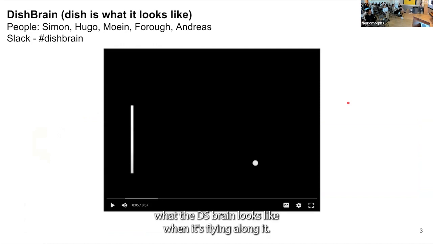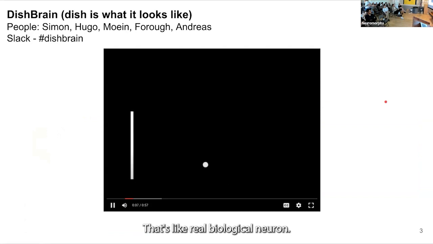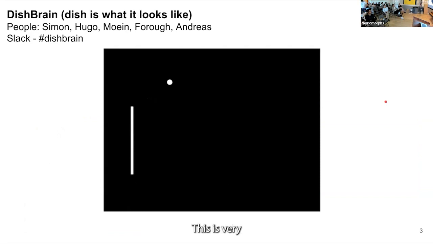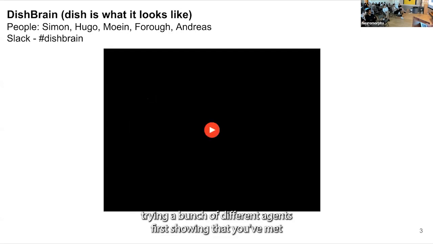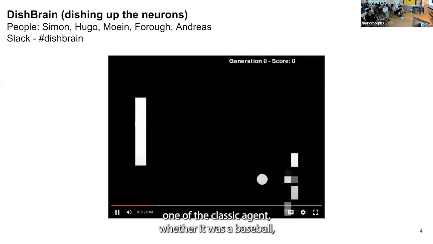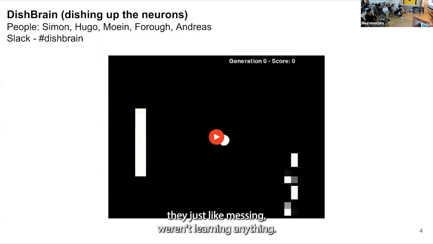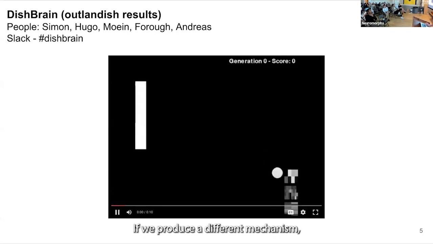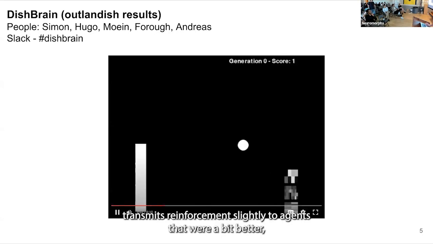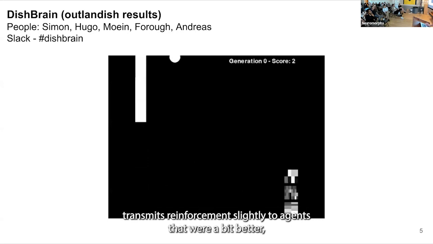This is what the dish brain looks like when it's playing Pong. That's real biological neurons. This is terrible. Real biological neurons playing Pong. So what Simon did was reverse engineer the whole system and train a bunch of different agents, first showing that deep Q network, the classic reinforcement agents, were terrible at playing Pong. They just kept messing up, weren't learning anything. We reproduced all of the dish brain mechanisms and trained deep reinforcement spiking agents that were a bit better.